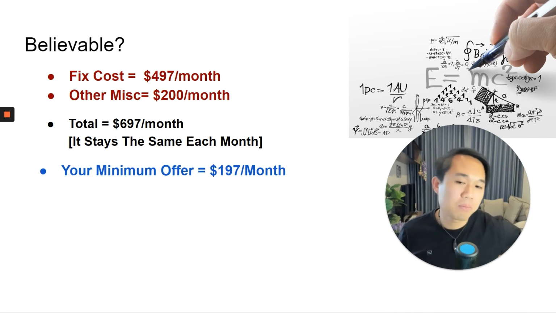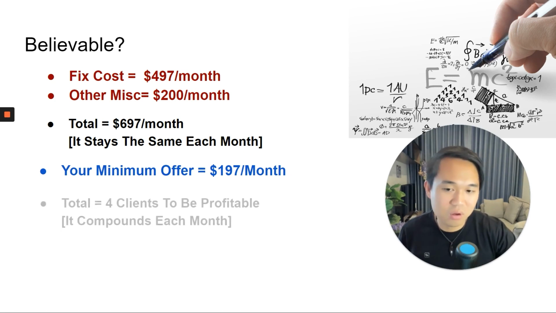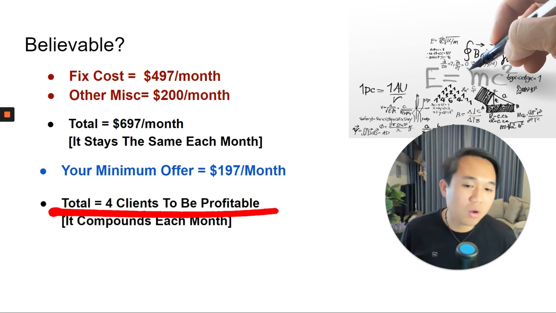And you go out there and charge a minimum offer, which is $197. Right, guys, $197 is actually the minimum. People are charging $497, $597, or even $997 sometimes using HighLevel. $197 is really on the low end here. So you need a total of 4 clients to be profitable.